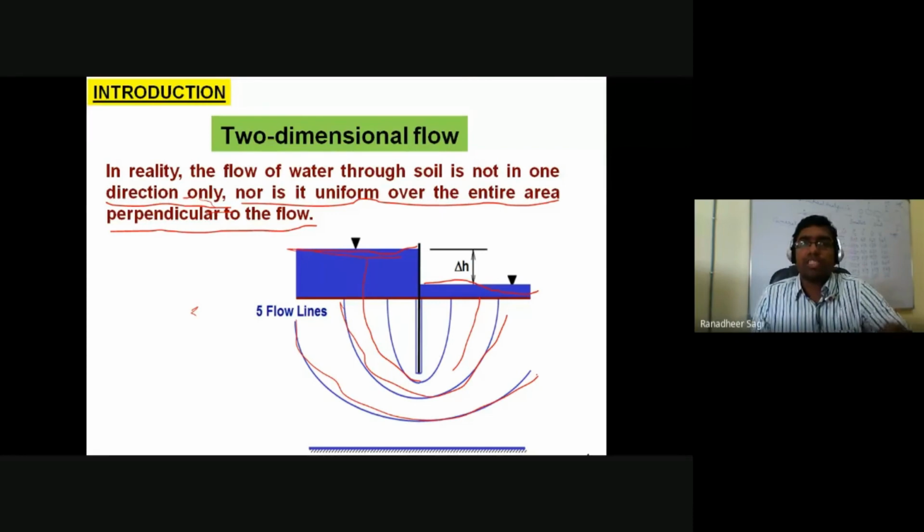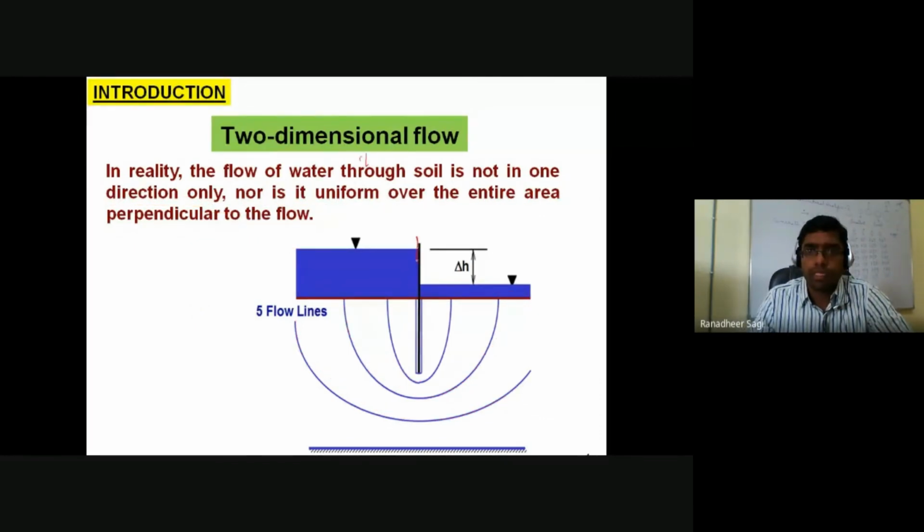So in the case of this two-dimensional flow, why am I trying to talk about it? In any kind of problem we deal with, maybe an earthen embankment, or a concrete dam, or, let's say for example this case, what we are looking at is a sheet pile. This vertical member is what we call a sheet pile.